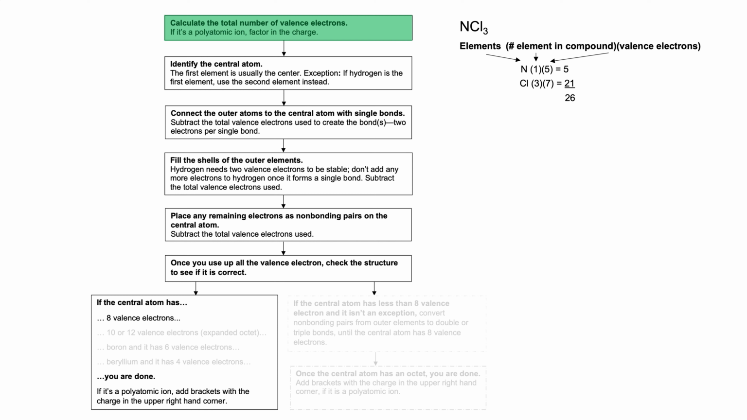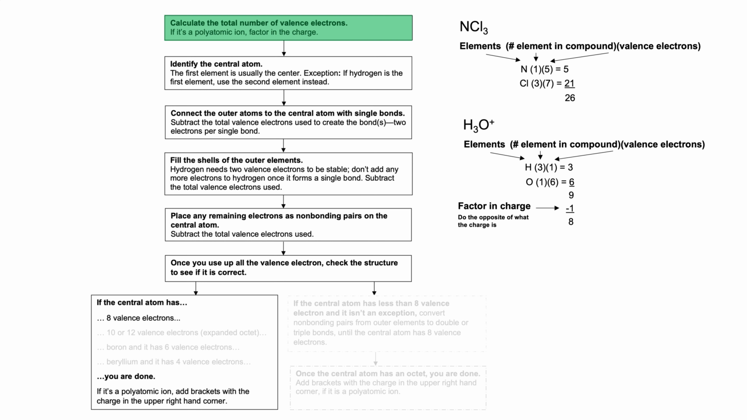I then make a column of how many valence electrons each element contributes. Each nitrogen contributes 5, each chlorine contributes 7. I then multiply across to get 5 and 21, and then add those two numbers together to get a total of 26. Just be careful if it's a polyatomic ion, you need to factor in that charge to the inventory.